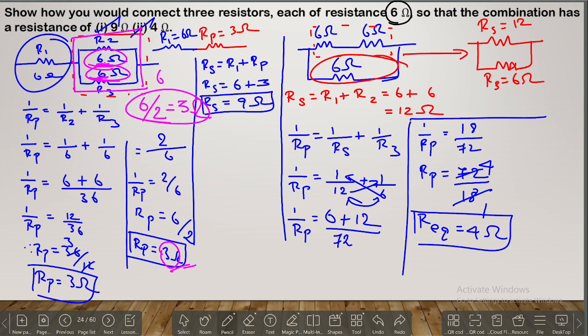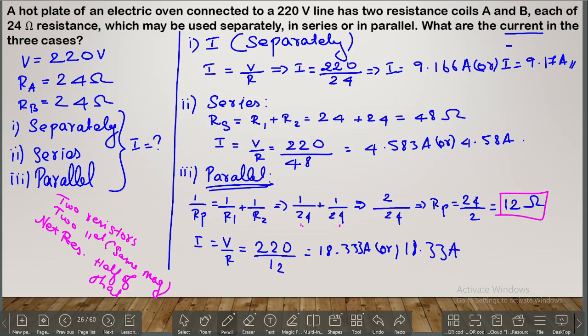So if it is asked for 1 mark, you need to solve it directly like this. Here two resistors of 24 ohm both have the same magnitude and are connected in parallel, so the net resistance is half of 24. Half of 24 is going to be 12 ohm. So remember that condition carefully.